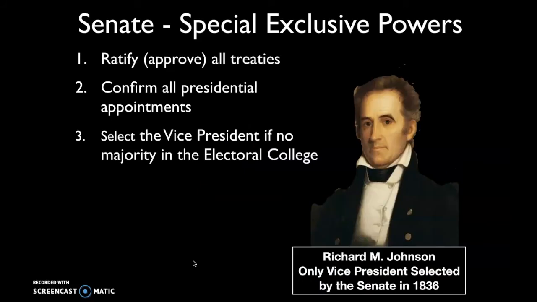The Senate also has the power to select the vice president if there is no majority in the Electoral College. Again, this happens so infrequently. In fact, it's only happened once. Richard M. Johnson was the only vice president selected by the Senate in 1836, and I don't even know who the president at the time was.